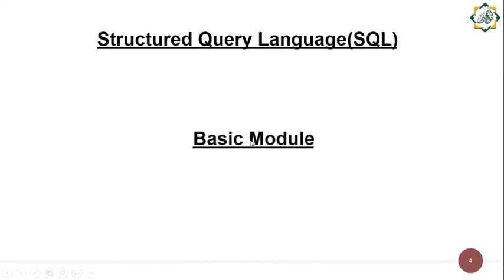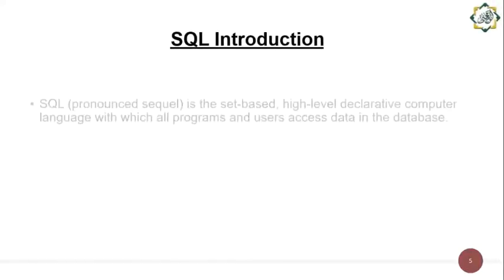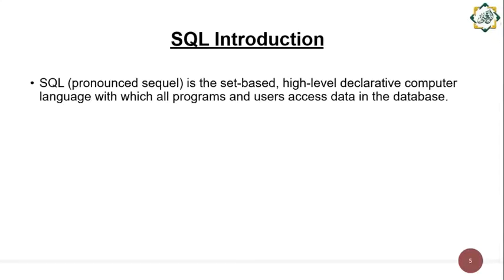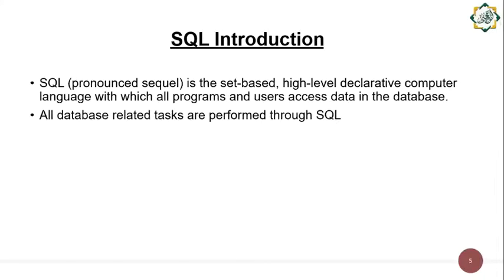So what is SQL? In this module, which is the basic module, we're going to start with the definition, and then we'll slowly go towards the practicalities of SQL. But let's see what SQL is first. An introduction: SQL is pronounced as sequel instead of S-Q-L. Some people pronounce it one way, some pronounce it the other. It is a set-based, high-level, declarative programming language with which all programs and users access the data in the database. Almost all database-related tasks are performed through SQL, and that's what we're going to look at in this course. That's why I'm saying once you know SQL, you can talk to the database in your own terms. And it's not only with one database, you can pick any database software off the shelf and start communicating if you know SQL.